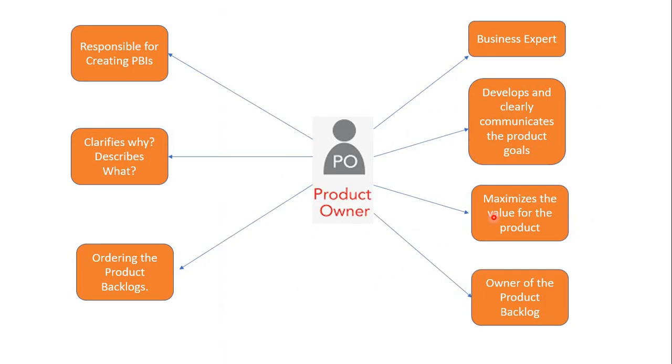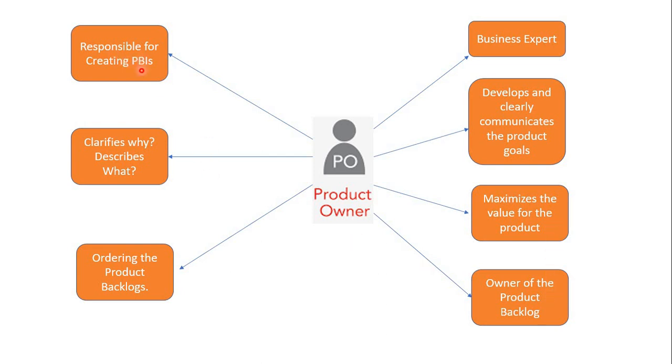All these are done by the product owner, and I made a very small picture representation here which will let you know the roles and responsibilities of the PO. The PO is the one who should be a business expert. He clearly develops and communicates the goals. He maximizes the value of the product which the Scrum team is developing. He is the owner of the product backlog.